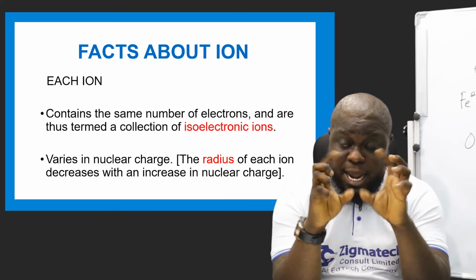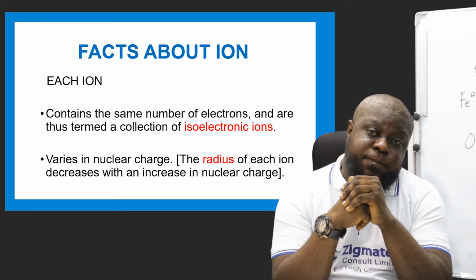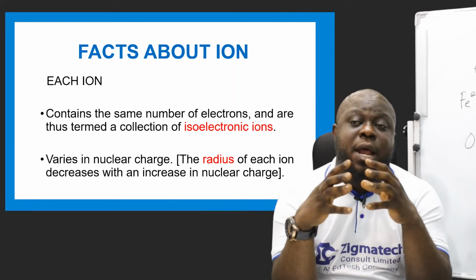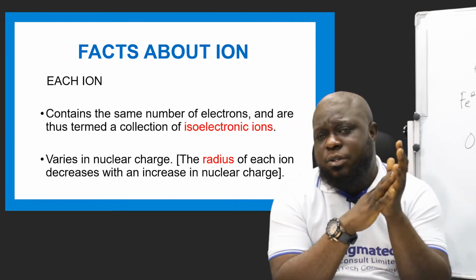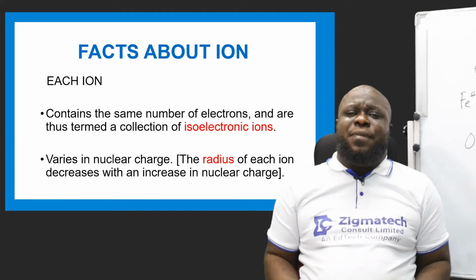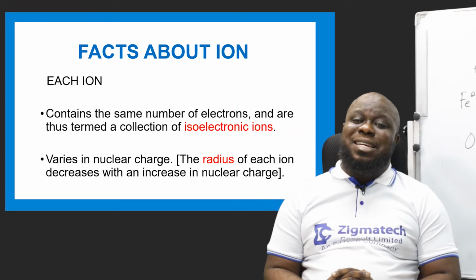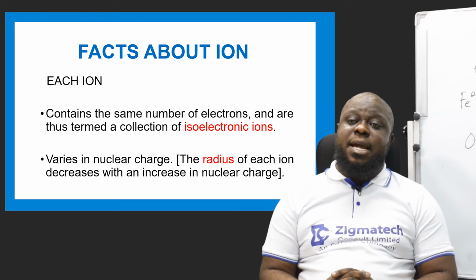Electrons, like I termed it, means charges, the parts of an atom. So that is the collection of isoelectronic ions. We know what isoelectronic ions are. Now the other one said they vary in nuclear charge. The radius of each ion decreases with an increase in nuclear charge.